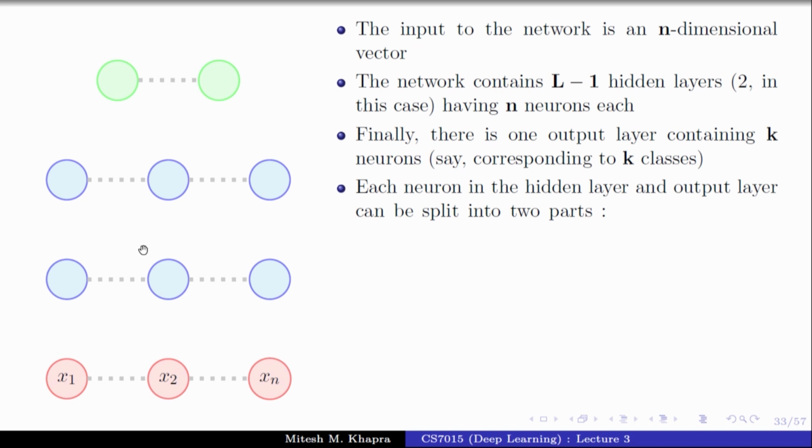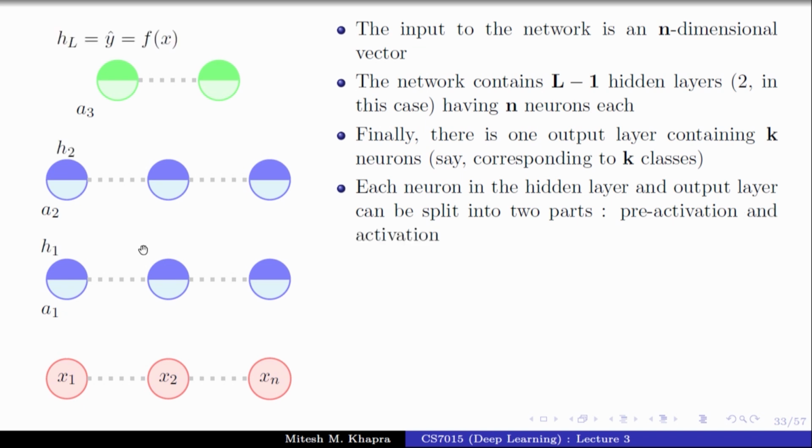So now each neuron in the hidden layer and the output layer, we're going to split it into 2 parts, okay? So let's see what these 2 parts are. The lower part is called the pre-activation, and the higher part is called the activation, okay? So the lower guys, I'm going to refer to them as AIs, and the upper guys, I'm going to refer to them as HIs. Is that fine?